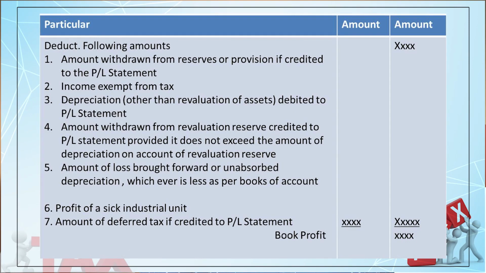So, you have to keep in mind whether there are two balances or not. One is amount of loss which has been calculated before charging depreciation, and the unabsorbed depreciation, whichever is less, will be deducted, and then you have to deduct the profit if there is any profit of SIC industrial unit and the amount of deferred taxes if credited to the statement of profit and loss.